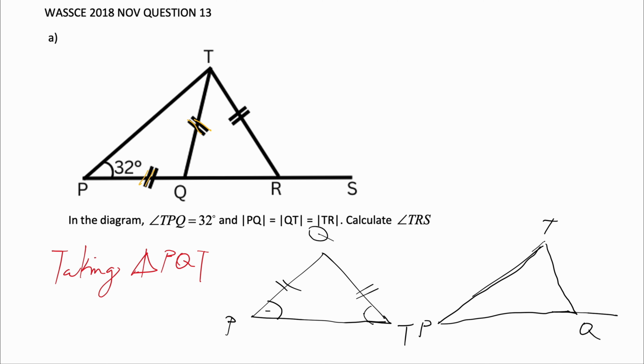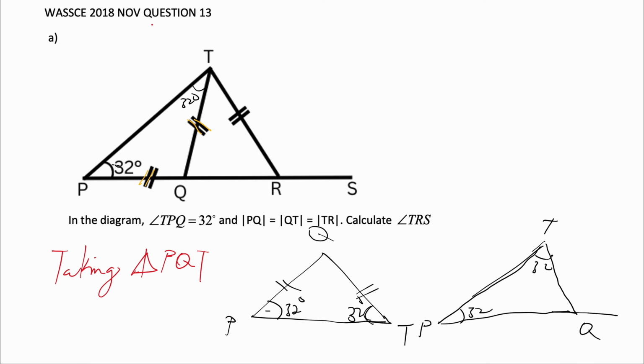So this angle is equal to this angle. So 32, then here will also be 32. So we are saying that this angle is equal to this angle. So if here is 32, then here is 32. So same thing. If here is 32, then this side is also 32.